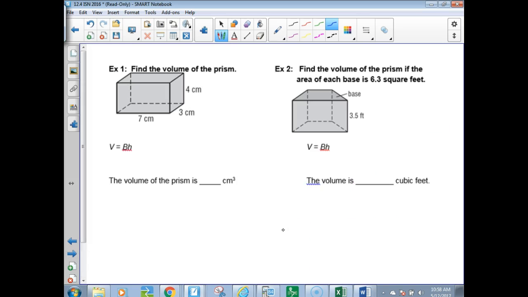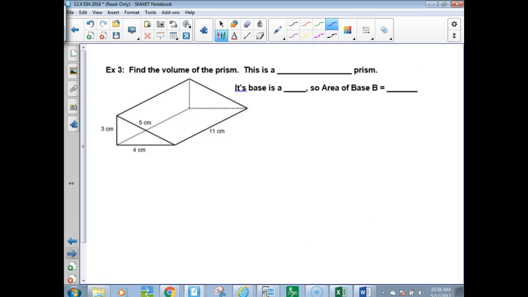All right, next. Isn't this what I just did? I don't know why that was repeated there.